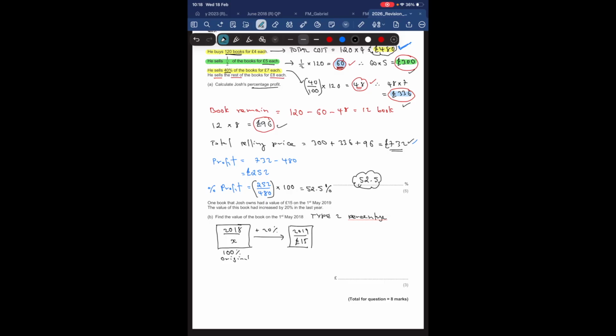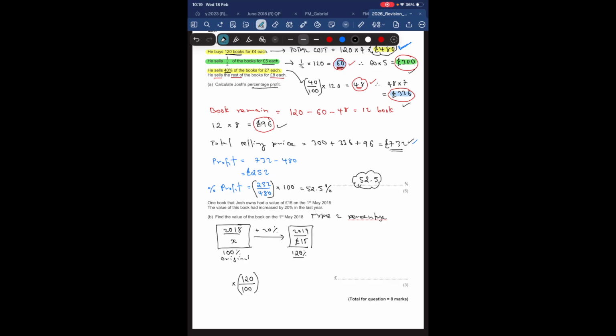So what I'm doing is I'm adding 20% to 100%. So the 2019 value is going to be 120% of what the value was in 2018. So what I can do is I can take the 120% and I can write it as a fraction. 120% is basically 120 over 100.